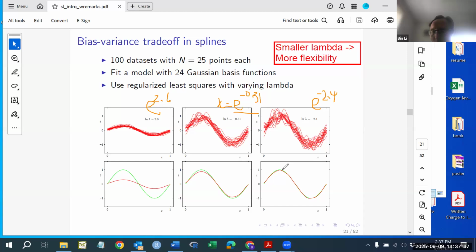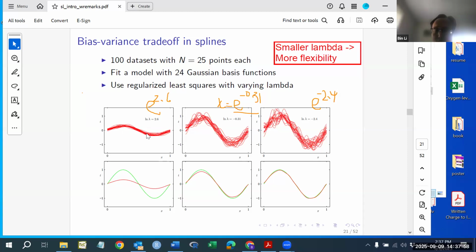You can see when I take the average, it's almost perfectly aligned with the true function, right? So you can see when the model is more flexible, the bias reduces. Okay, now let's look at the variance. How to look at the variance?